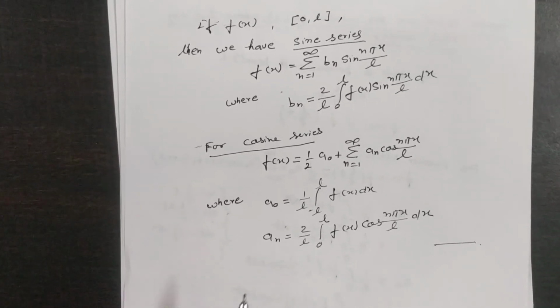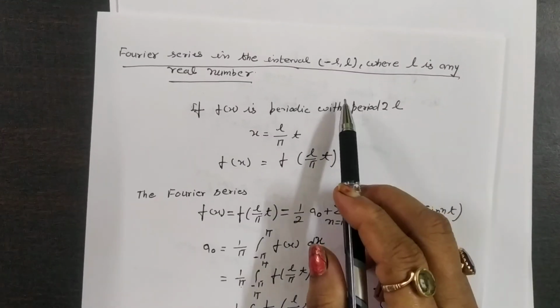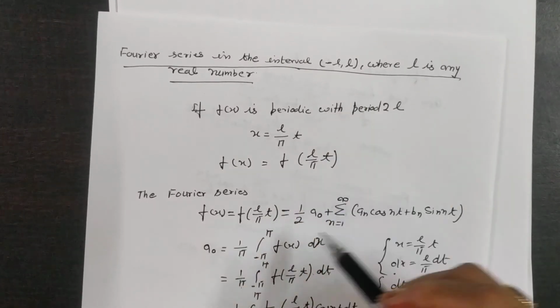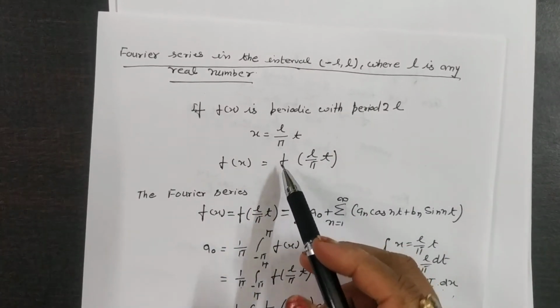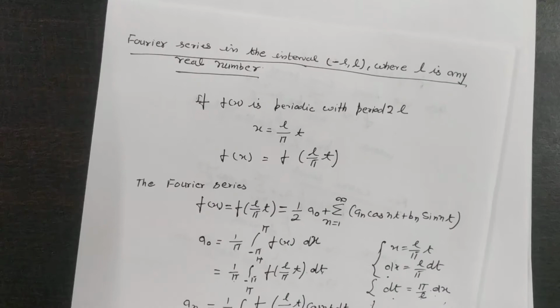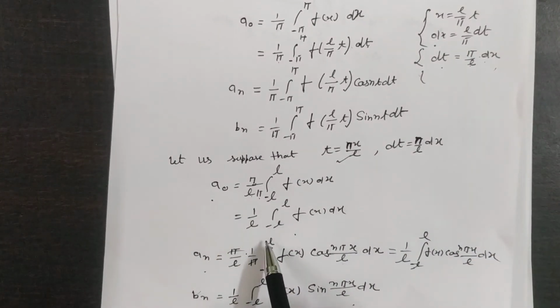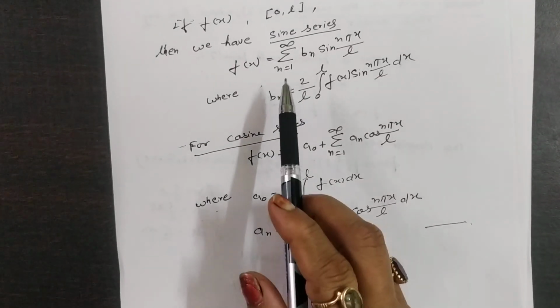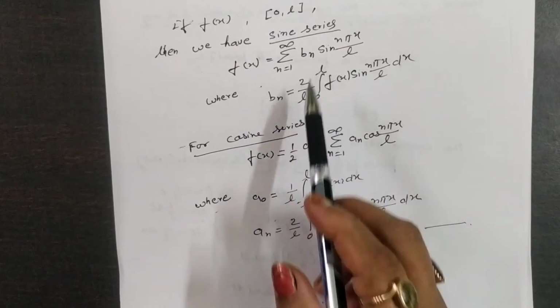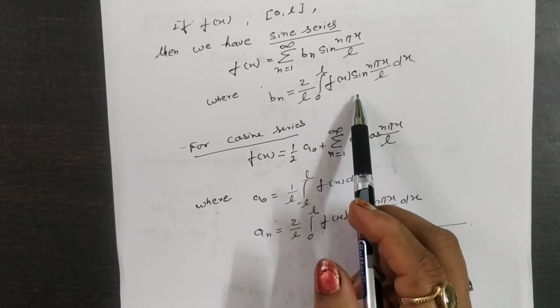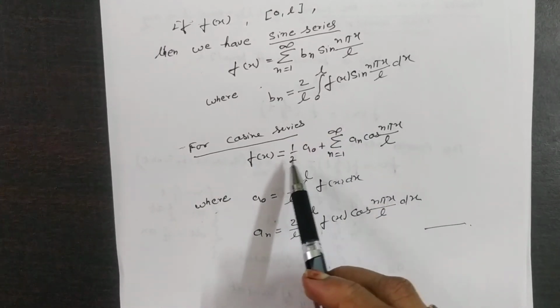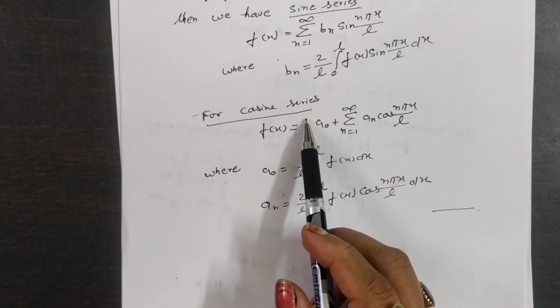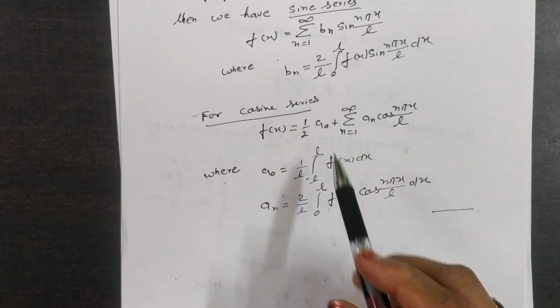That is the result for minus L to L, that is for minus pi to pi. Then you change the function in this interval, and you can prove that a0 is this one, an is this one. Similarly for the half series, that is for the interval 0 to L, you get the sine series for odd functions, and for even functions you get the cosine series. These are the sine and cosine series.